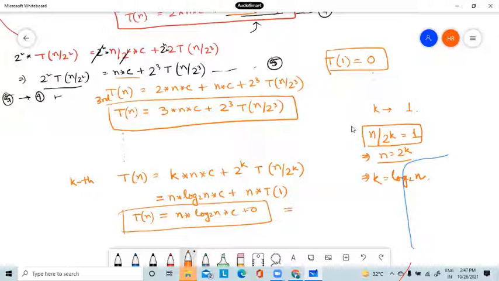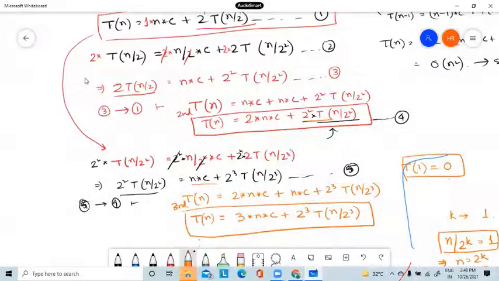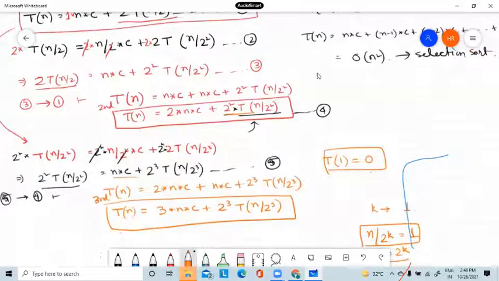It means I can avoid the constant term. So the time complexity is n log n, which is smaller than order of n². So this is better than other time complexities. So remember, this is for the best case time complexity, and this calculation may come in your exam.